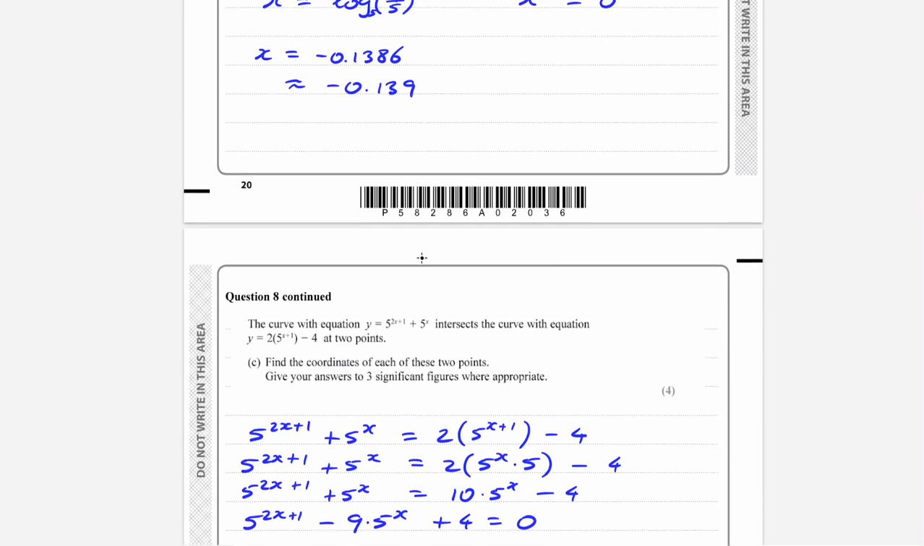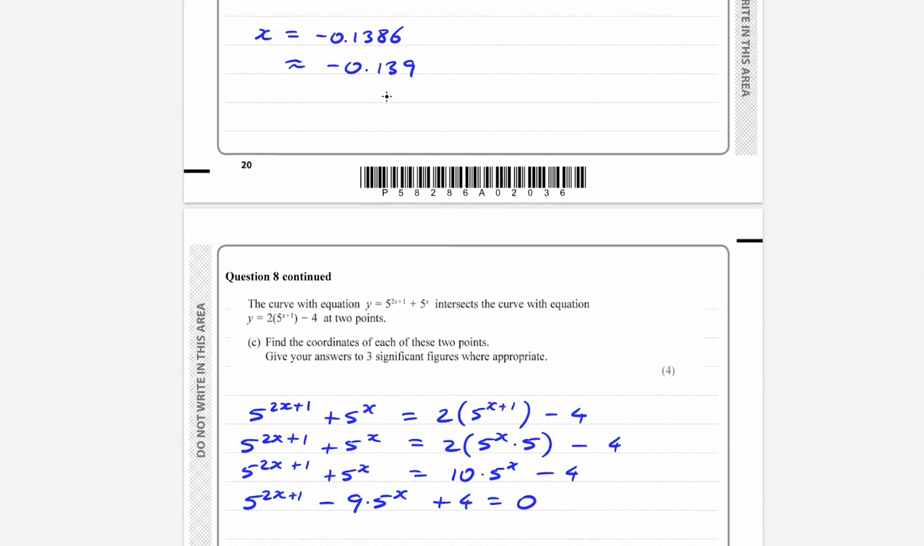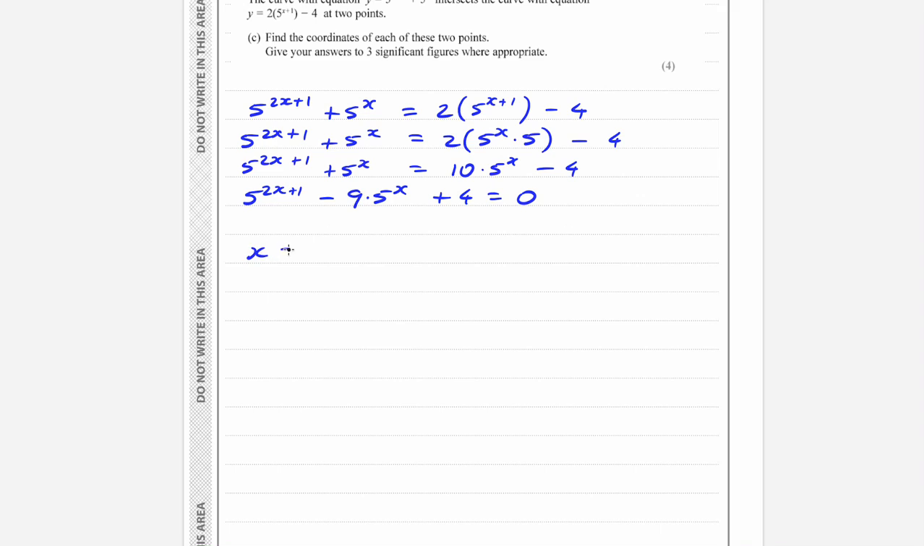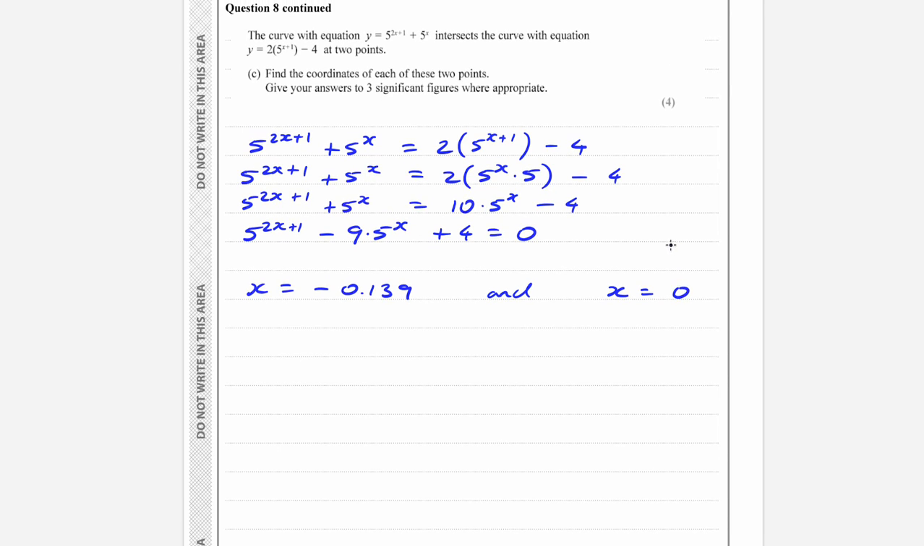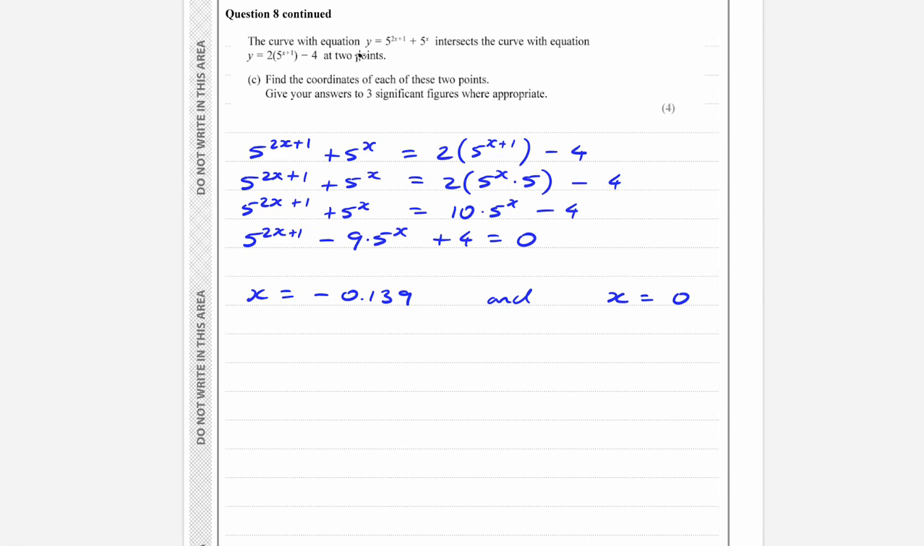So we know the solution is x is negative 0.139. So x equals negative 0.139, and x equals 0. That is the solution of this. So the intersection points are going to be these x's and whatever the y is. And the y I can get just from this.